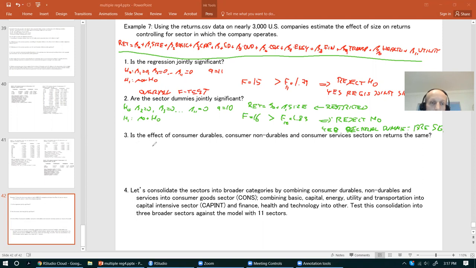Now, let's look at the next problem. I'll switch the color again, maybe blue. Is the effect of consumer durables, consumer non-durables, and consumer services sectors on returns the same? So our sectoral classification differentiates between consumer durables, consumer non-durables, and consumer services. And it may be reasonable to think that perhaps these should be consolidated. In terms of the beta, what would that mean? It would mean that the effect of consumer durables would be the same as the effect of consumer non-durables, which means that beta 4 would be equal to beta 5. And the effect of consumer non-durables would be the same as the effect of consumer services, which is beta 5 would be equal to beta 6.